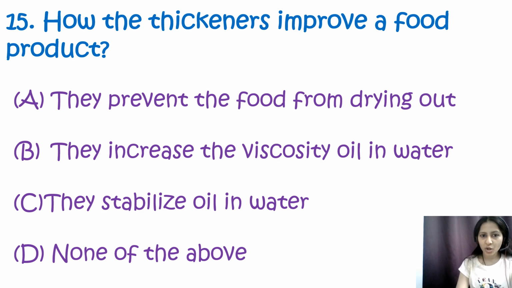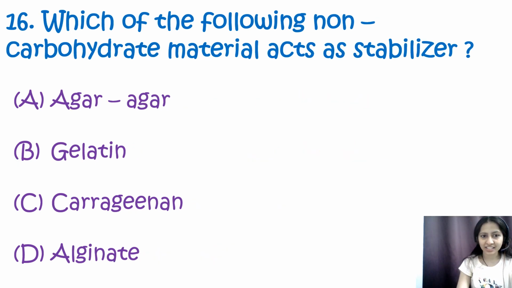So we know that food thickeners work by increasing the viscosity of a liquid, which makes it thicker and resistant to flow. They interact with the water molecules present in the food product, creating a network and trapping the water molecules and preventing them from flowing freely. So over here my correct option is B, that is they increase the viscosity of oil in water. Option B is correct. So question number 16, which of the following non-carbohydrate materials acts as a stabilizer?